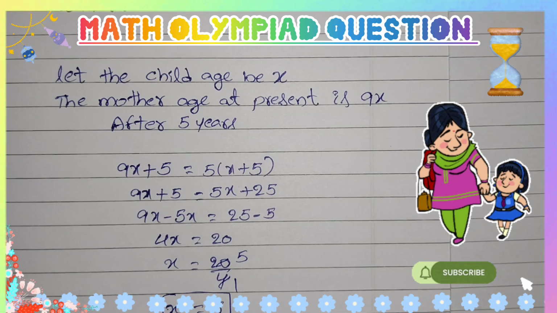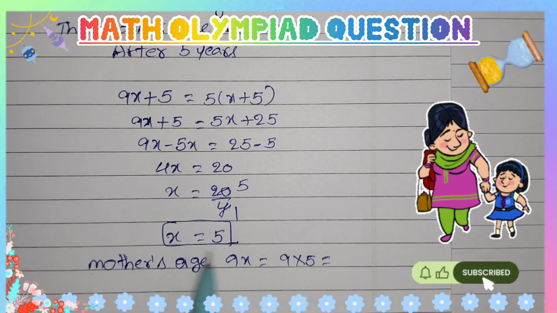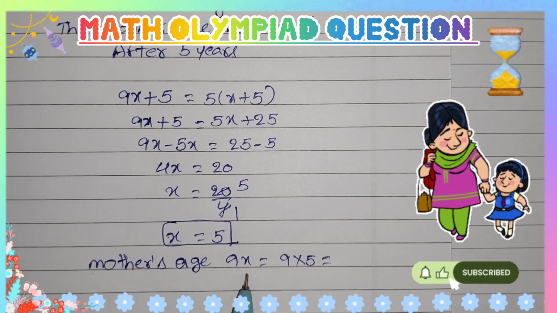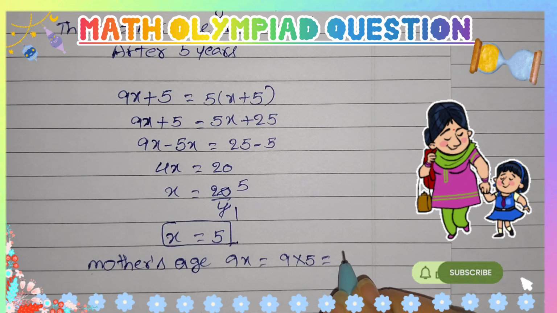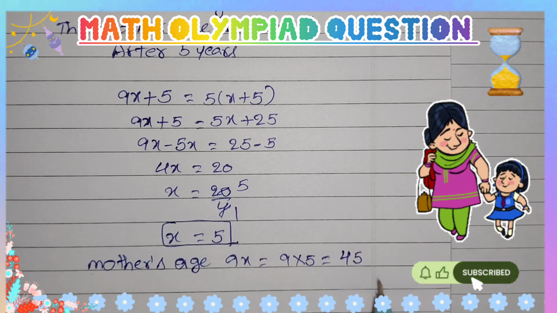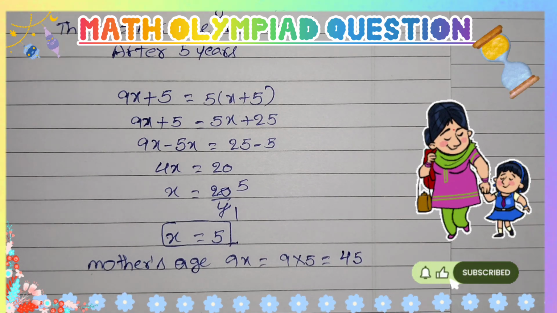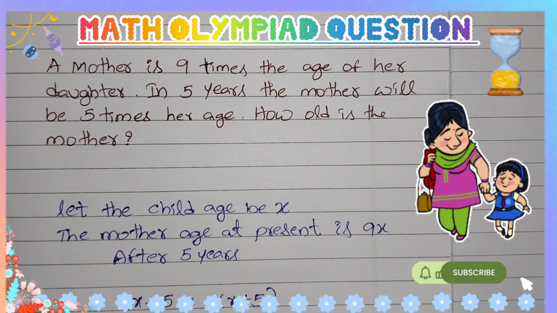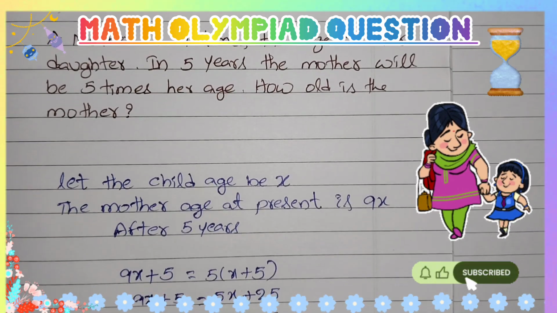We assumed that the child's age is x. So, the child's age is 5. Now, the mother's age equals 9x. We know the value of x, 5. 9 multiplied by 5 equals 45. So, the mother's age is 45.